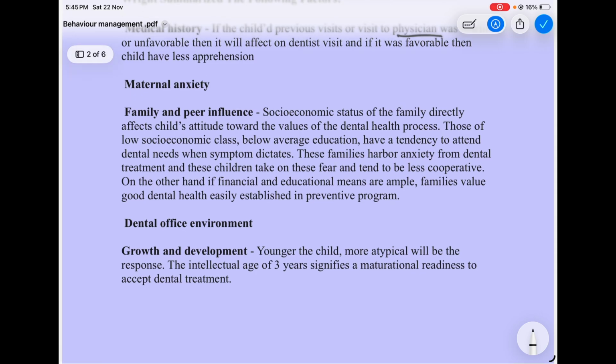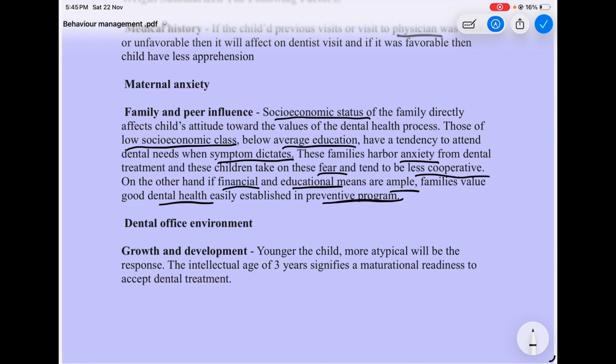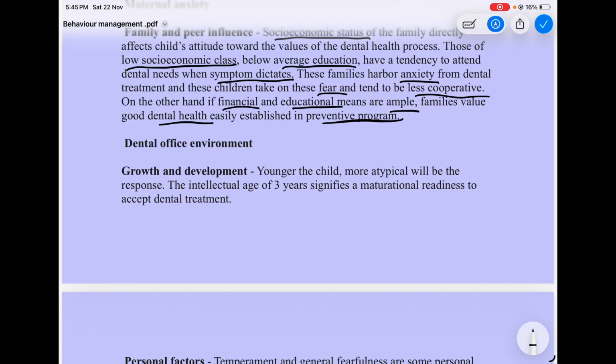Family and peer influence. The socio-economic status of the family directly affects the child's attitude towards the value of the dental health process. Those of a low socio-economic class, with below average education, have a tendency to attend to dental needs only when symptoms dictate. These families harbor anxiety about dental treatment, and these children take on this fear and tend to be less cooperative. On the other hand, if financial and educational means are ample, families value good dental health, easily established in a preventive program. Dental office environment, we already talked about it in a separate video explanation of the first dental visit.